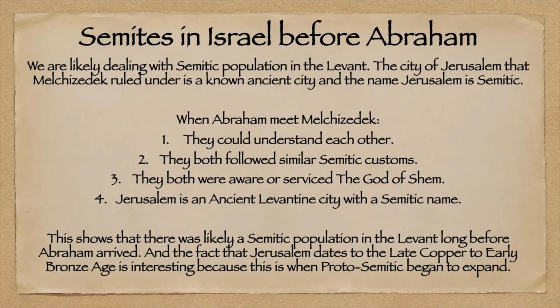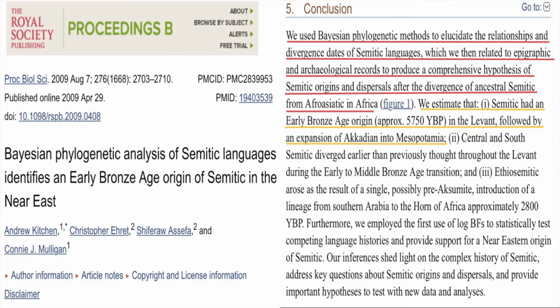And the fact that Jerusalem dates to the late Copper to early Bronze Age is interesting because this is when Proto-Semitic began to expand. Remember what this paper says. And by the way, if you're new to this paper, this is the Bayesian Phylogenetic analysis of Semitic languages identifies an early Bronze Age origin of Semitic in the Near East. And so, reading what's in yellow, it says, we estimate that Semitic had an early Bronze Age origin in the Levant, followed by an expansion of Akkadian into Mesopotamia.